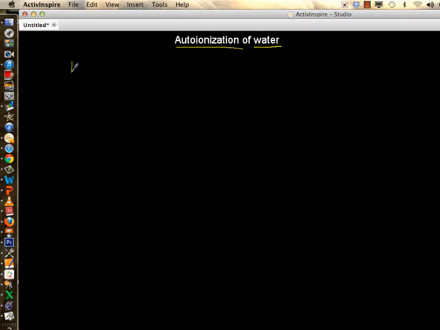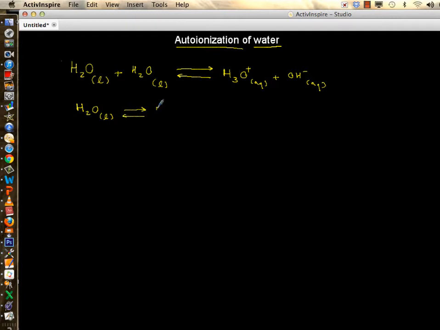If you take two molecules of water, H2O, liquid, pure water, they interact with each other and partially dissociate. So there is an equilibrium, and they will give you a minute amount of hydronium ions and the same quantity of hydroxide ions. Sometimes this reaction, autoionization, is written in terms of one molecule only: H2O liquid dissociating partially, double arrow, and gives you hydrogen ions and hydroxide ions.